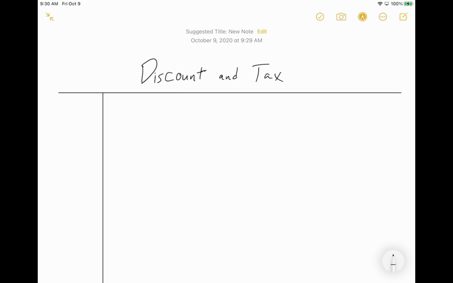This lesson is really important because if you're like me, you like things to be on sale. But if you're like me, you also live in the state of California, which means you have to pay sales tax, right? That's just the reality. Things are on sale, you have a coupon, but sales tax is always still there.